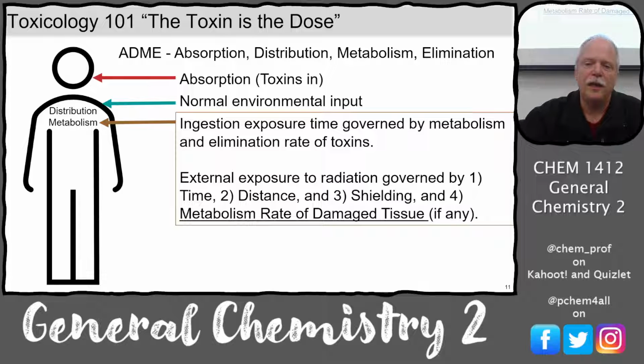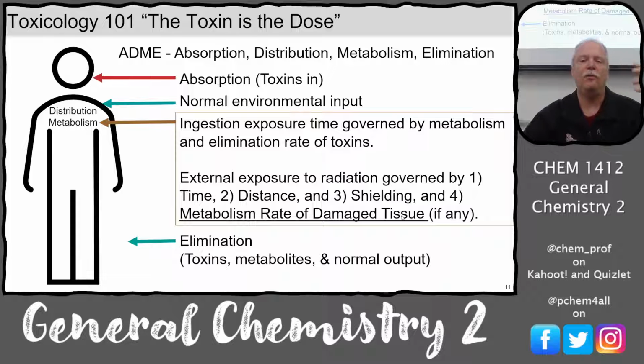Okay. And so the external exposure to radiation is governed by the time of the exposure, the distance, and the shielding, and then the metabolism rate of any damaged tissue, if you do have some damaged tissue. And that's the thing that we would call radiation sickness. If you build up damaged tissue, it's the swelling, it's the metabolism of those dead cells. And then you eliminate the toxins, the metabolites, and the normal input. So that's toxicology 101.